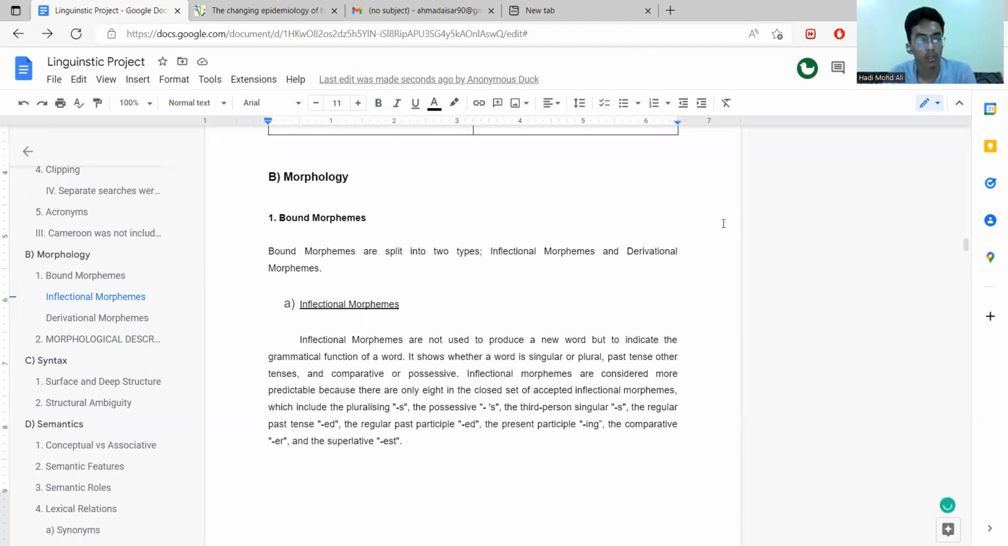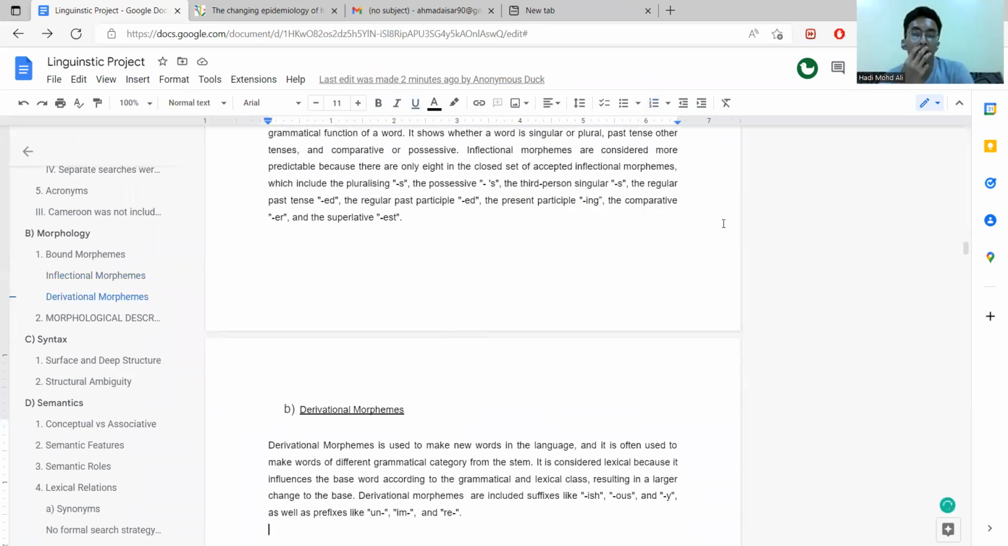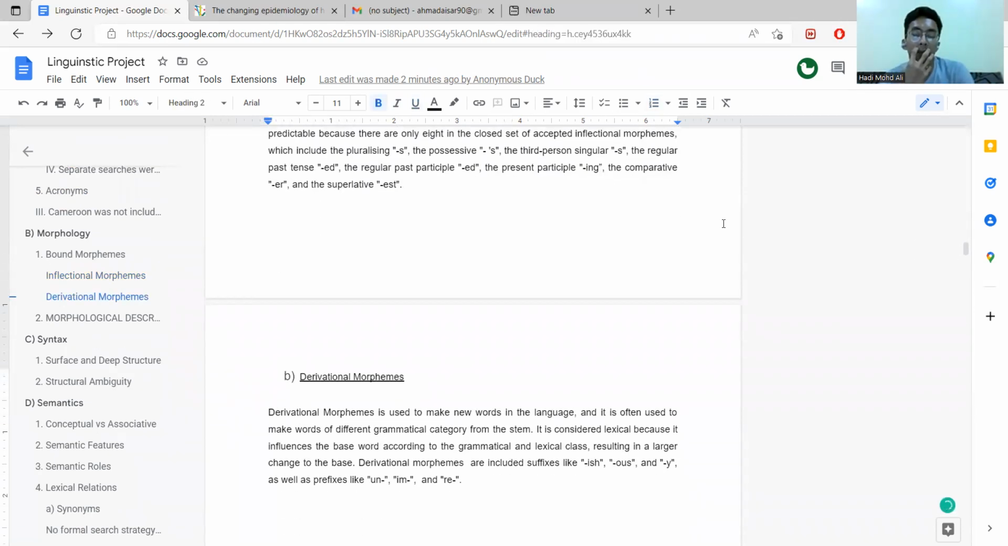Inflectional morphemes are considered more predictable because there are only eight in the closed set of accepted inflectional morphemes, which include the plural, the possessive, the third person singular, the regular past tense, the regular past participle, the present participle, the comparative, and the superlative. And then we move on to the derivational morphemes.